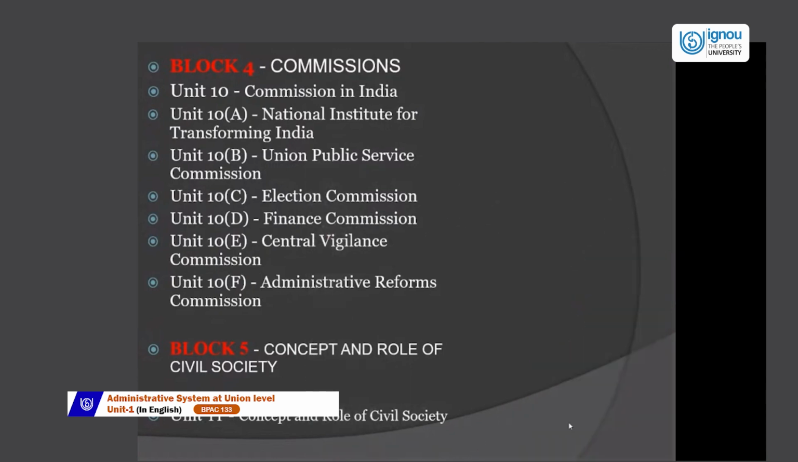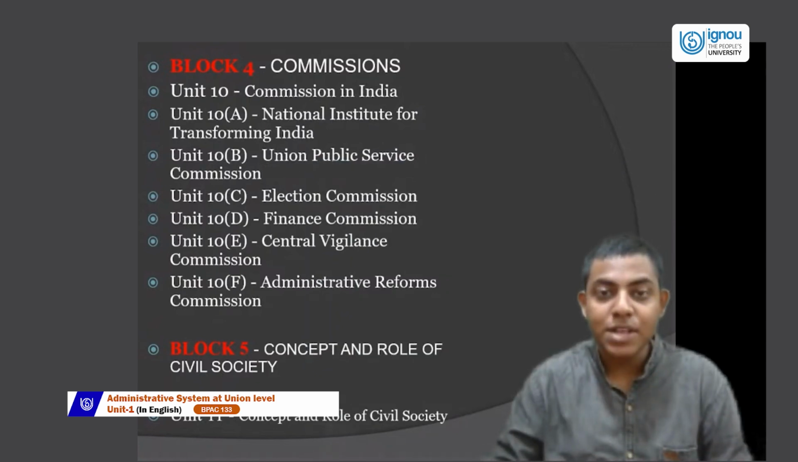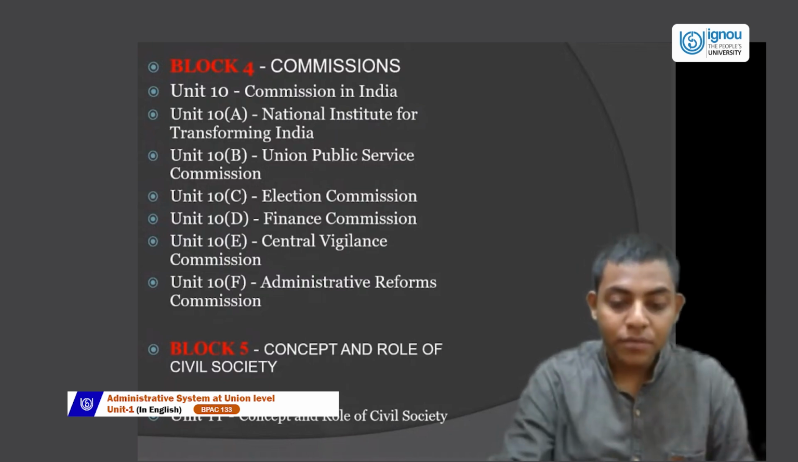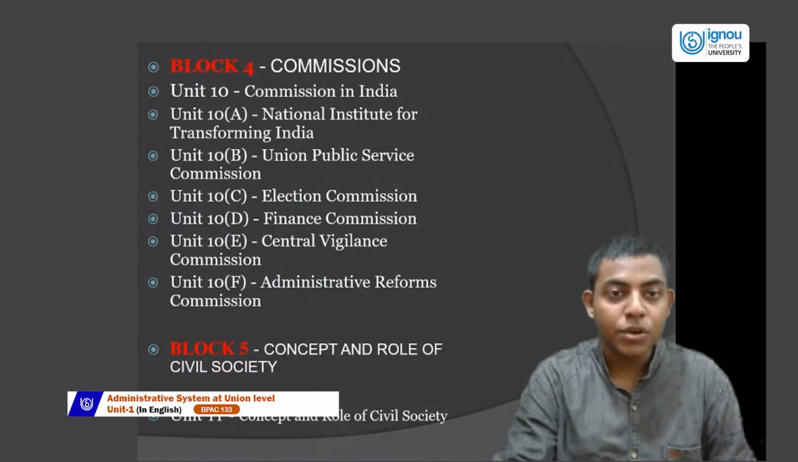Now coming to the concept and role of civil society. Here we have Unit 11, the concept and role of civil society. So this is just one unit here.